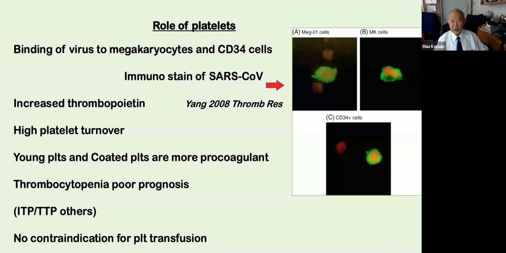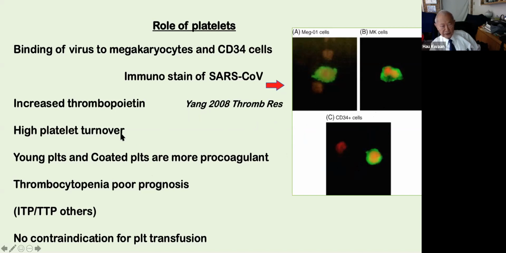So now I have to turn to platelets. This is the work done on SARS, but it's similar with SARS-CoV-2, which is COVID-19. And this work was done when there was a SARS epidemic. And the right side shows immunofluorescence of that protein in green color. Over here in the cell line, here is in megakaryocytes, and here's the CD34 cells. Patients respond to this SARS protein infection by increasing thrombopoietin. So as a result, bone marrow makes more megakaryocytes and makes more platelets. There's a high platelet turnover.